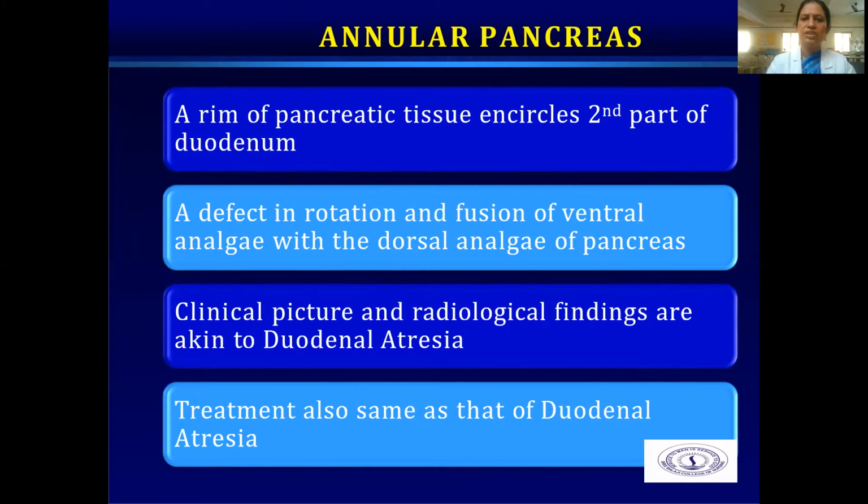It is a defect in rotation and fusion of the ventral anlage with the dorsal anlage of the pancreas. So the clinical picture and radiological findings are akin to duodenal atresia. So we have to immediately put the child on diagnostic evaluation, find out where the defect is, and clear it as early as possible. Because it is a defect in rotation and fusion of the ventral anlage with the dorsal anlage of the pancreas, the treatment is also the same as that of duodenal atresia.